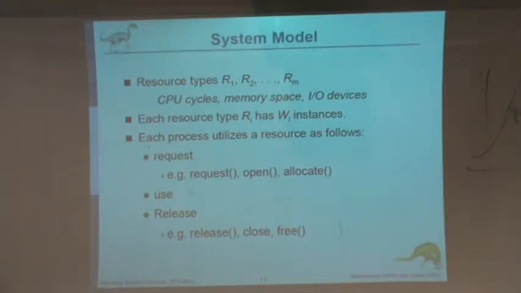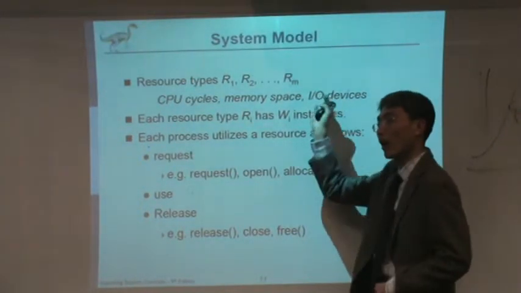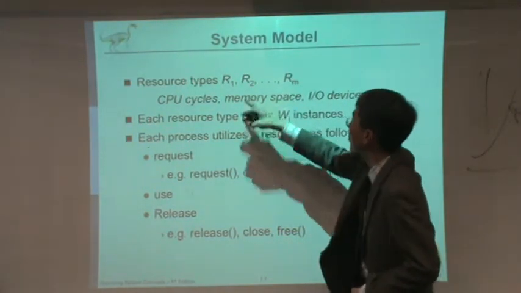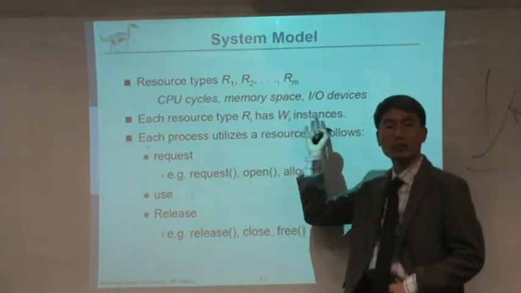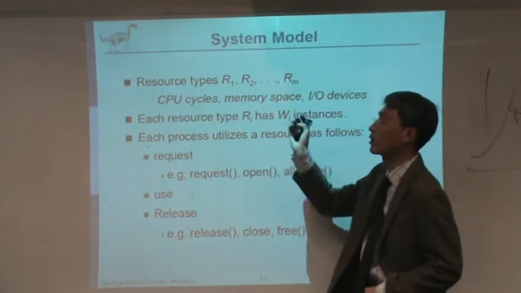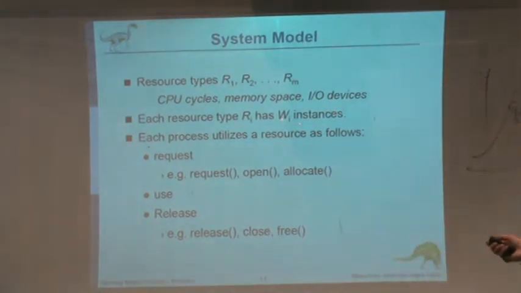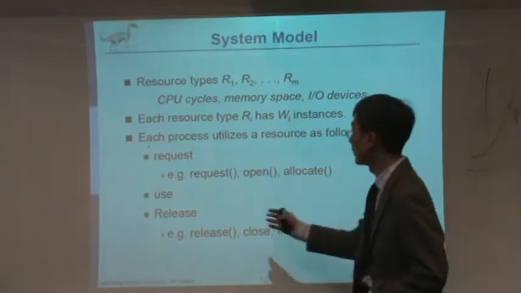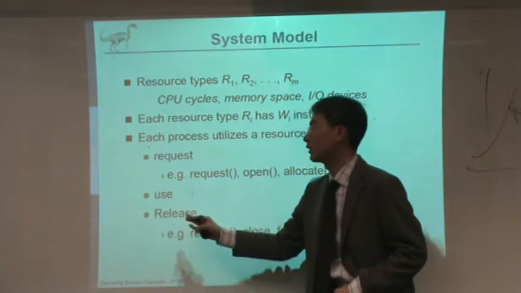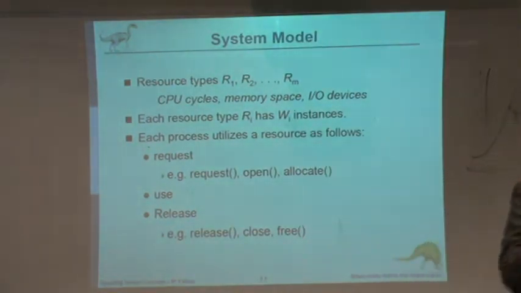Sometimes we have several different I/O devices, so each resource may have a number of instances. For example, hard disk drive 0, 1, 2, 3, something like that. We can call these the W instances. Then each process, to get a resource of the computer system, needs to request, then use, and release once it is done. This basic process is the same no matter what.